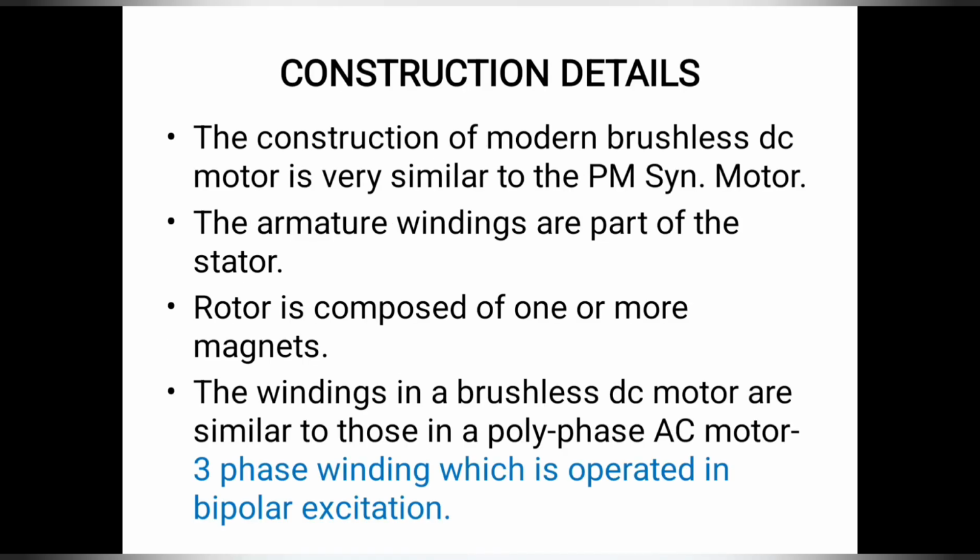Coming to the constructional details, the construction of a modern brushless DC motor is very similar to that of a permanent magnet synchronous motor, where the permanent magnet is present in the rotor. So the armature windings are part of the stator, similar to the PMSM. Rotor is composed of one or more magnets. The windings in a brushless DC motor are similar to those in a polyphase AC motor. Mostly three-phase windings, which are operated in bipolar excitation, will be employed in BLDC motors.